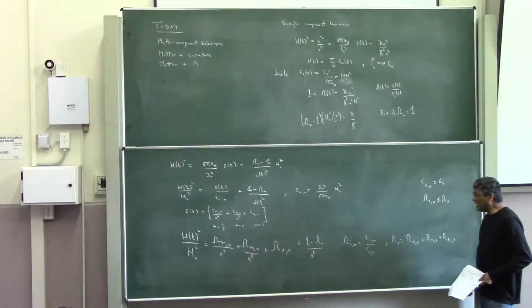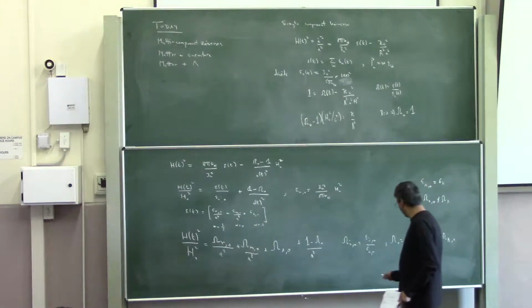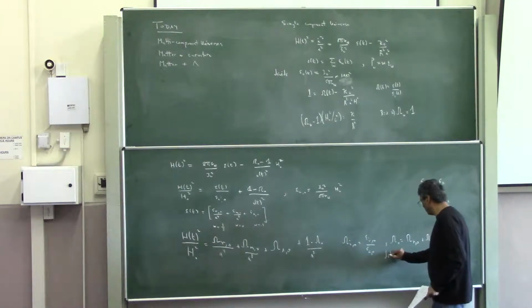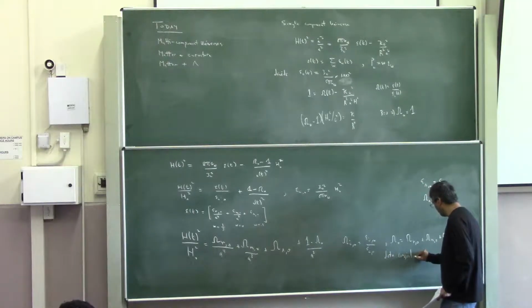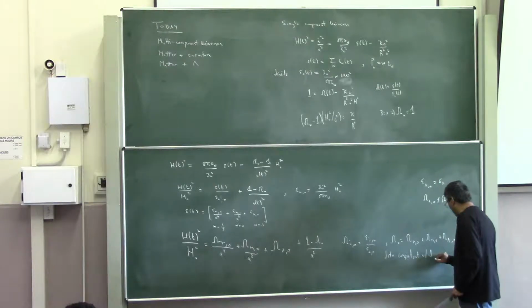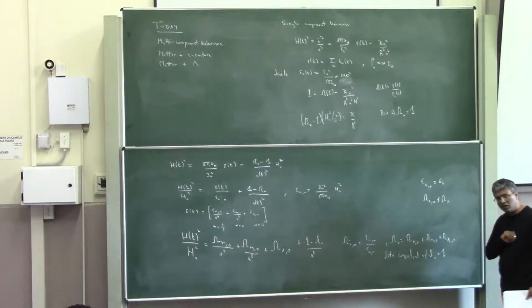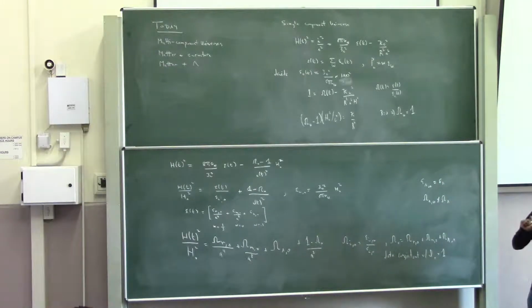The data we have is consistent with omega 0 equals 1, but the error bars are such that we don't actually know whether it's slightly bigger than 1 or slightly less than 1. That's also allowed by the data. It's very close to 1, however.